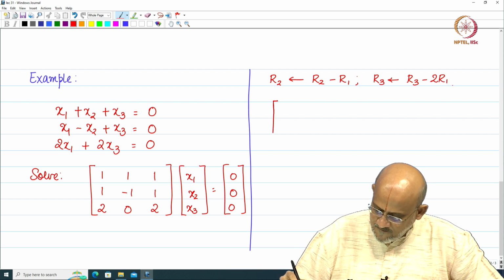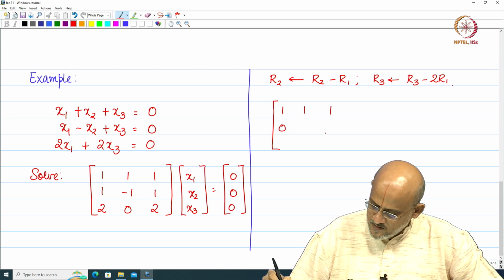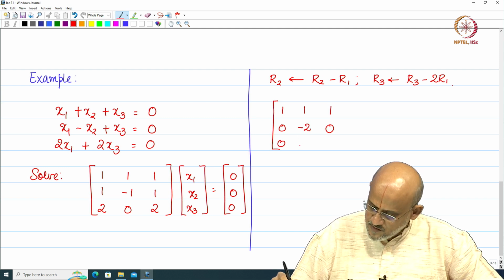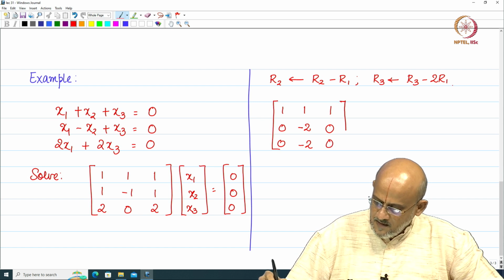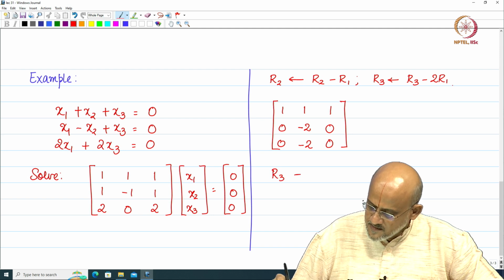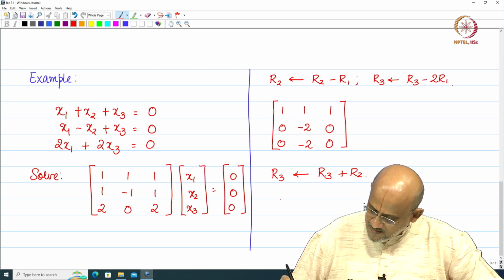So, I have this which is basically 1 1 1, this is 0, 1 minus 1 is 0, and that is 0, minus 1 is minus 2, then 2 minus 2 is 0, 0 minus 2 is minus 2, and then 2 minus 2 is 0, right. Now, what I am going to do from here is take R3 as R3 plus R2. I am going to do R3 plus R2.